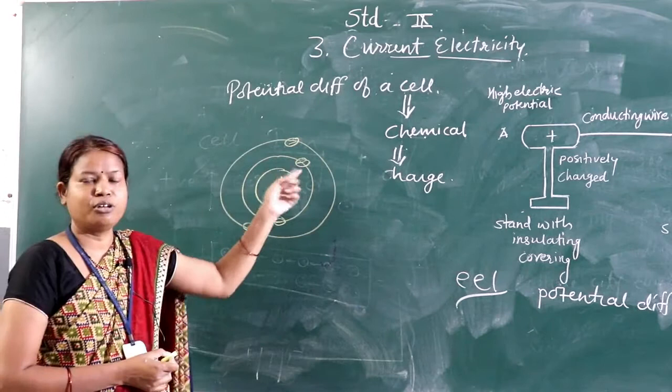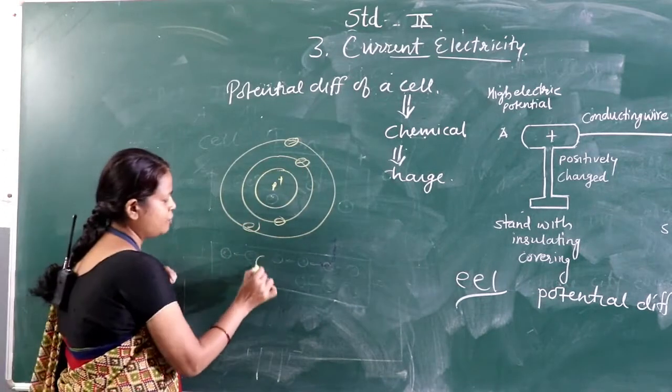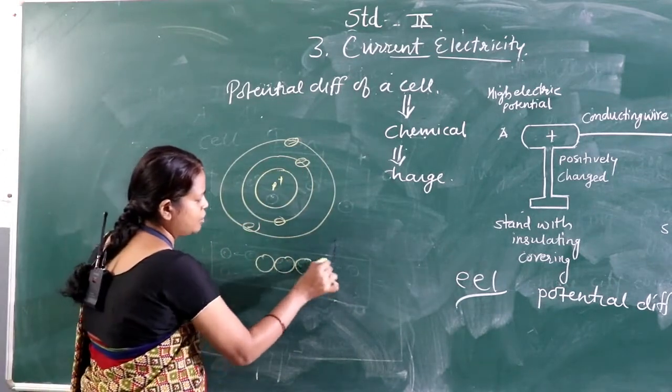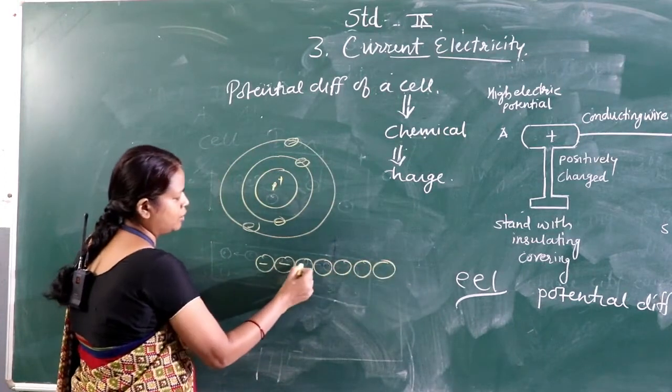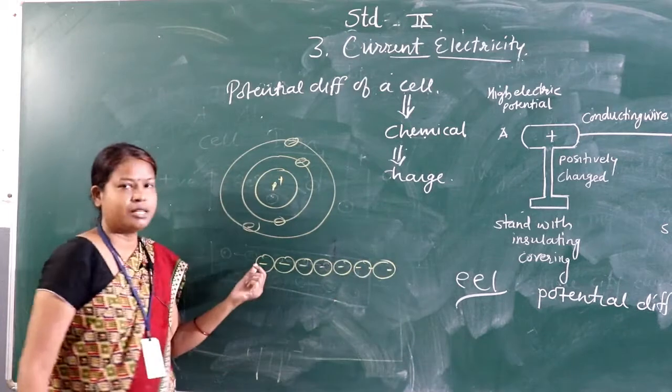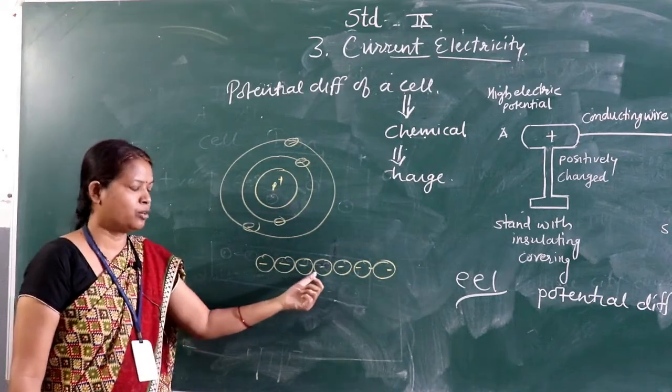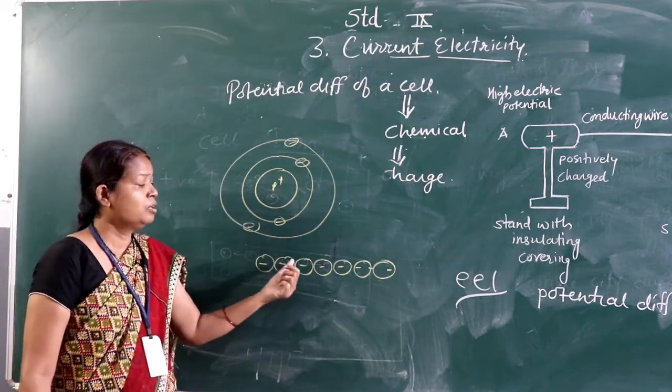So how does the transfer of electron take place? Transfer of electron takes place from one atom to another atom. This is the way through which the transfer of electron takes place from one atom to another atom.